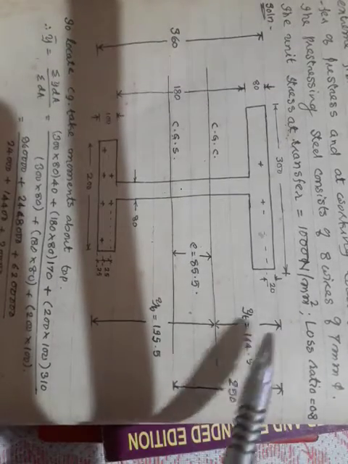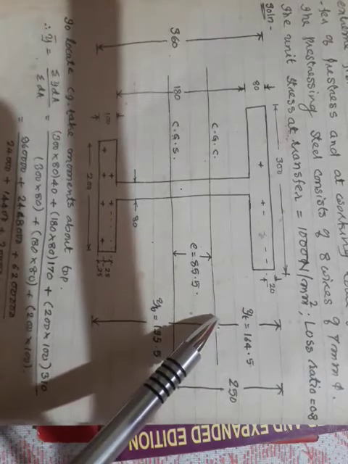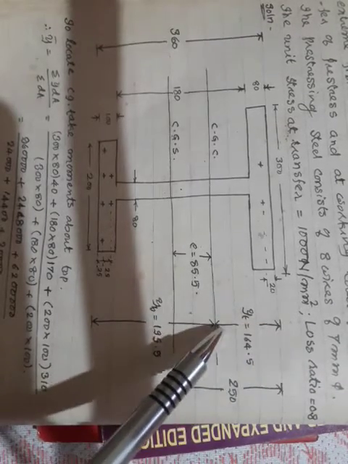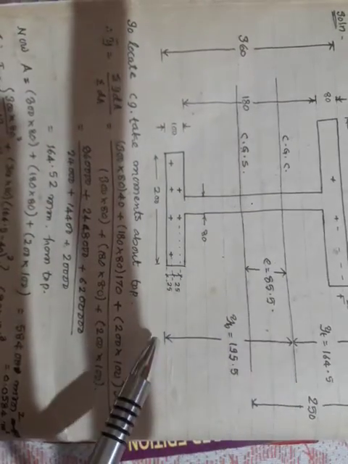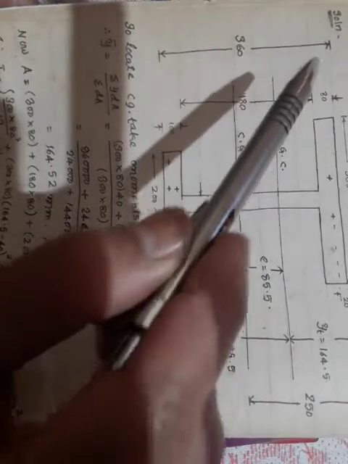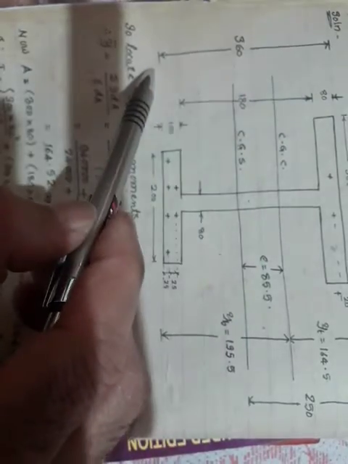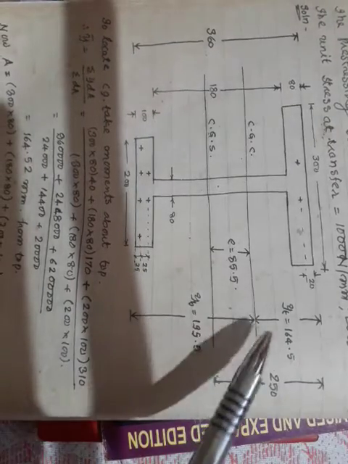This y bar itself I can call yt. This is for the top fiber stress, the extreme fiber at the top. Yt itself is 164.5. Once you know Yt, Yb can easily be calculated, because this entire depth is 360 mm. 360 minus this 164.5 will give you Yb. So automatically Yt and Yb are fixed now.